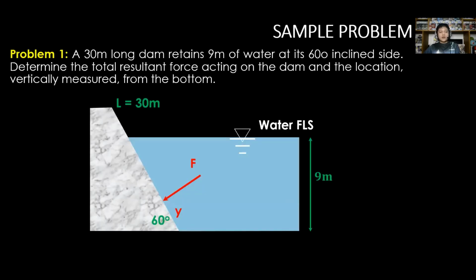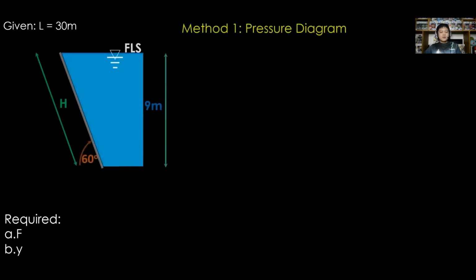Okay, so let's take our first sample problem. For problem number 1, a 30 meters long dam retains 9 meters of water at its 60 degrees inclined side. Determine the total resultant force acting on the dam and the location vertically measured from the bottom. For method number 1, which is the pressure diagram, assign points A and B at the top and the bottom of the submerged portion of the dam. Again, consider only the submerged portion of the dam.